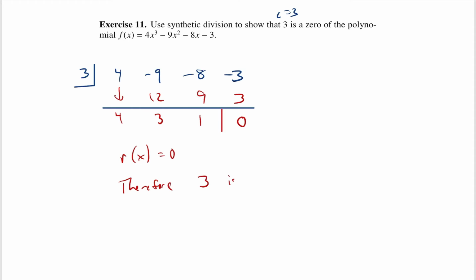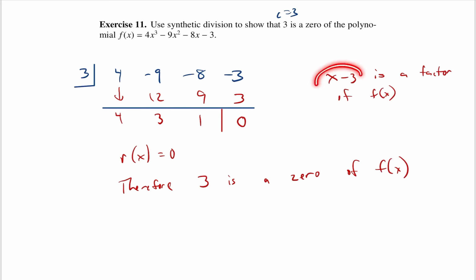3 is a 0 of the polynomial f of x. That's by the factor theorem, because if the remainder is 0, that means that x minus 3 is a factor of the function. And if it's a factor of the function, then you can find the 0 by setting it equal to 0 and solving, and you get 3. So it all ties in to the remainder theorem or the factor theorem.